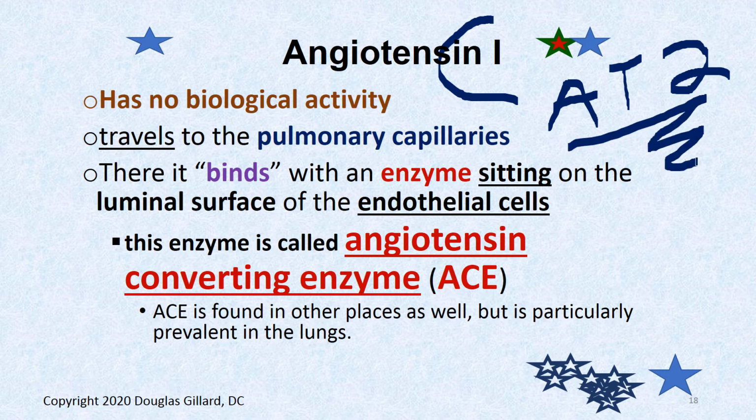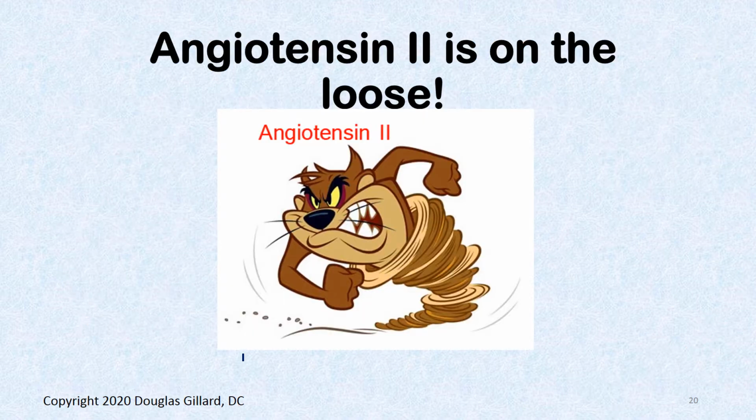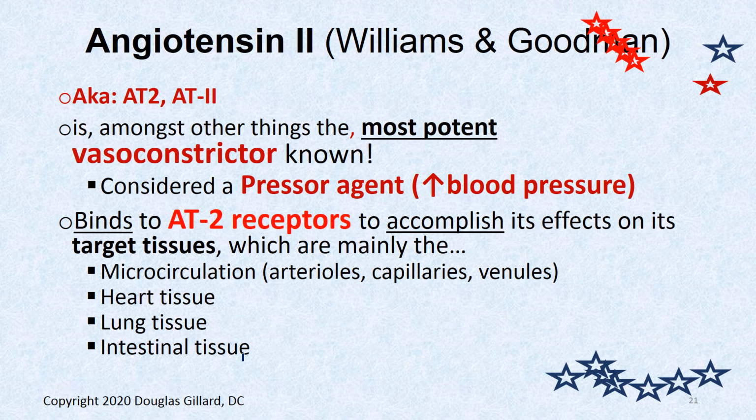angiotensin II, the little Tasmanian devil, I call it. So as I just said, ACE converts angiotensin 1 into the very active and busy, sometimes dreaded, sometimes feared, sometimes deadly angiotensin II. Right? So it's definitely not a good thing to have too much angiotensin II around. Angiotensin is on the loose. Let's talk about it a little bit. So I just call it AT2 or angiotensin II, angiotensin Roman numeral 2. In the boards it'll be called angiotensin Roman numeral 2.